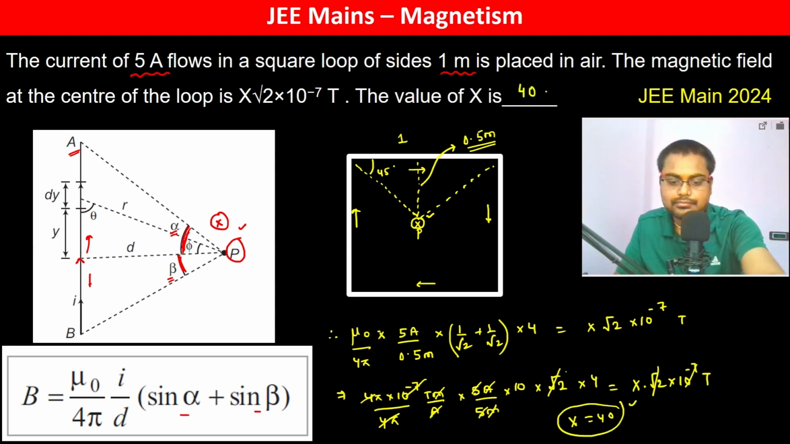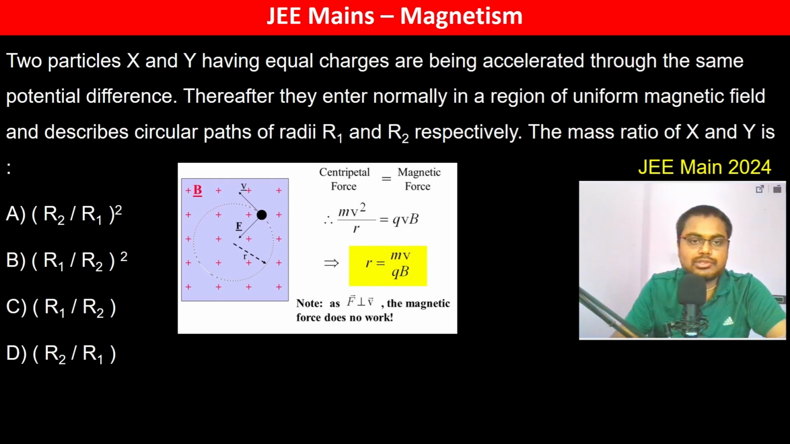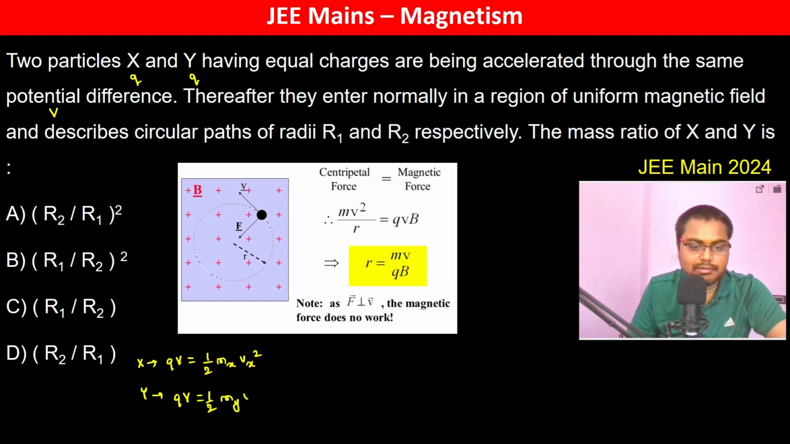Thank you. Two particles x and y have equal charges. Okay, so both are having charges q and q, and they are being accelerated through the same potential difference, that is v. So therefore we can clearly see that the energy possessed by x and y is going to be q into v, which is equal to half mx vx square. This is for x, and for y this is going to be qv is equal to half my vy whole square. So this is first and this is second.